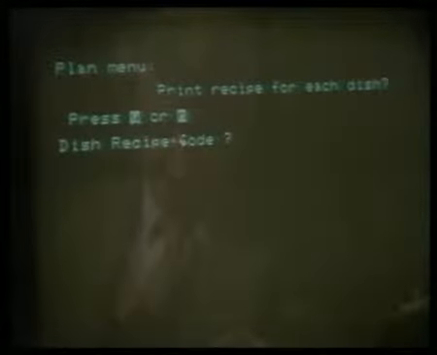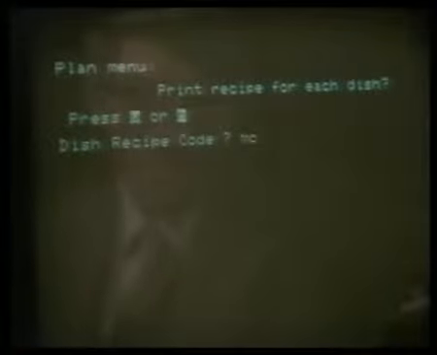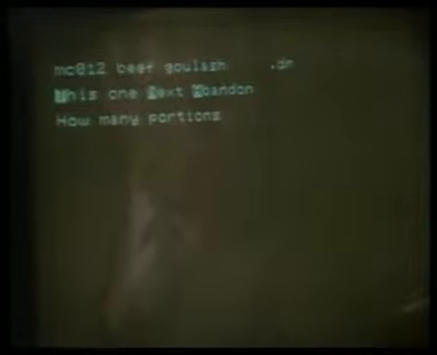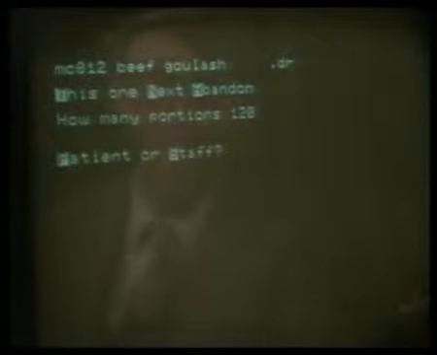Dish recipe code. So let's have an MC012, which happens to be the beef goulash. What's more, if the computer's programmed with the price of each commodity, it can combine that with the shopping list and tell the catering manager the total cost of the day's meals, or the cost per patient, or indeed the total cost of any of the ingredients used in the kitchen that week. And on the printer, out comes an analysis of how much that dish is going to cost.